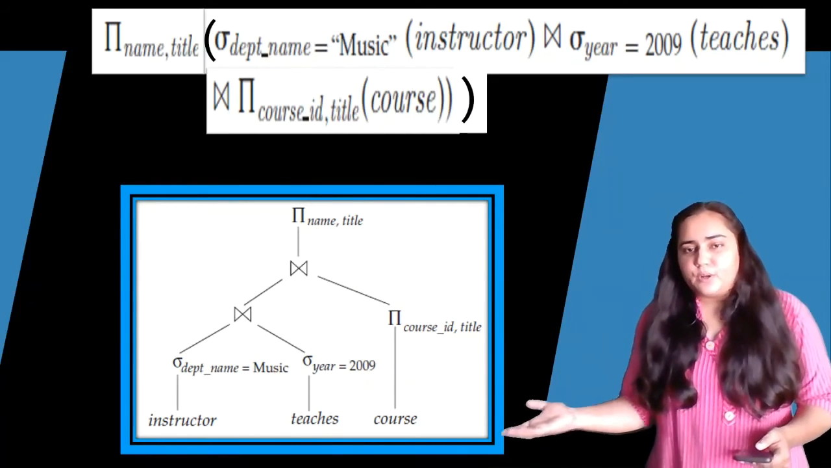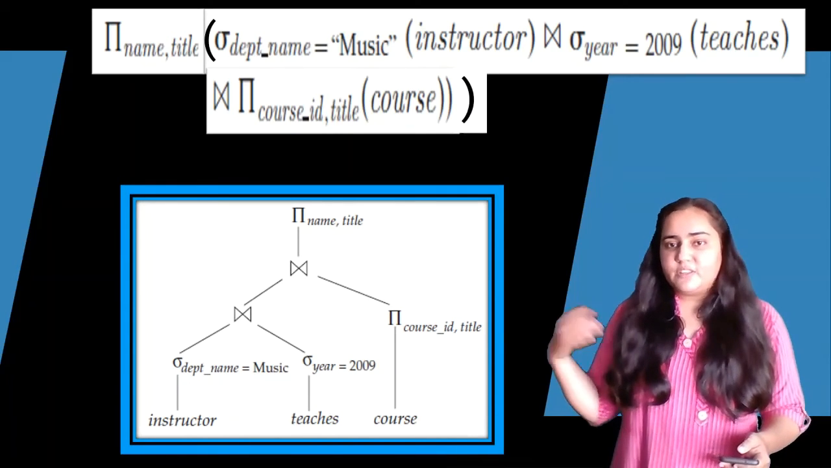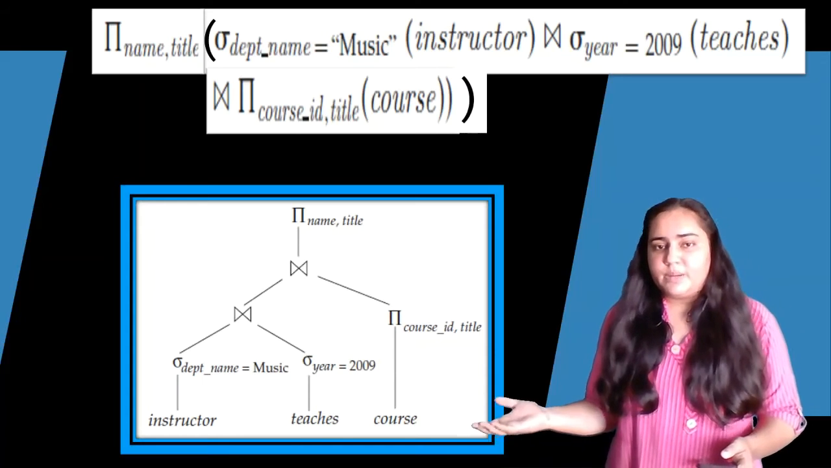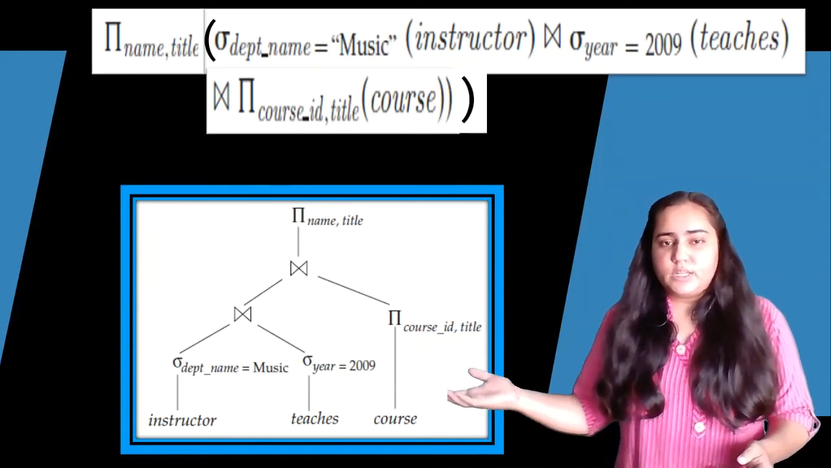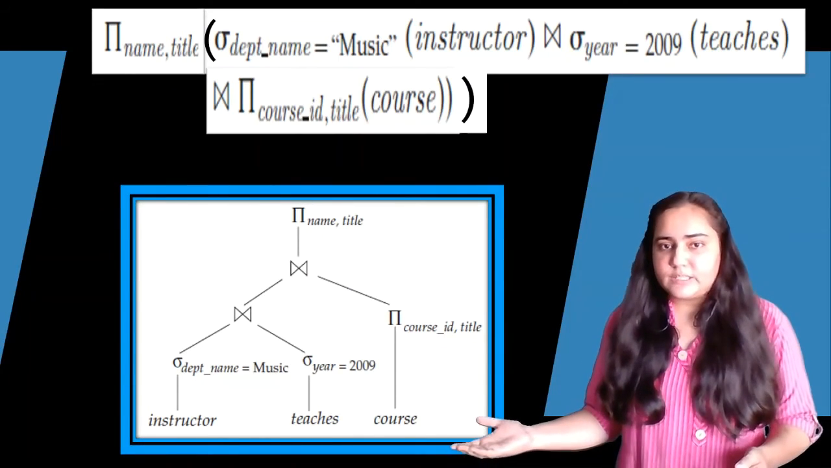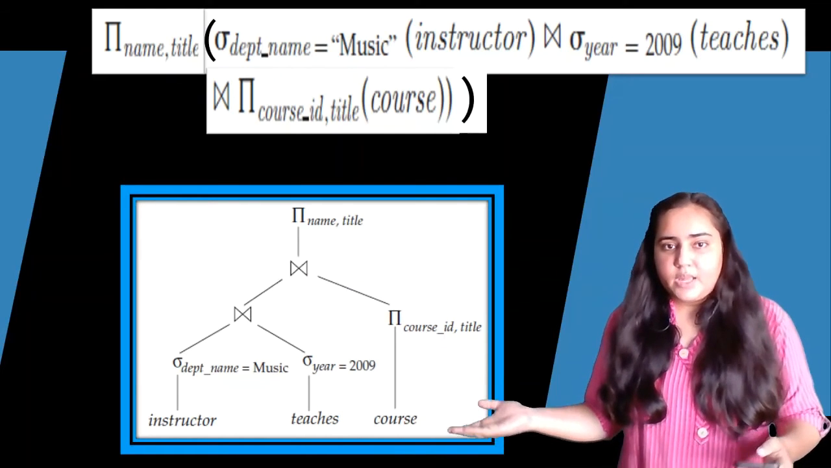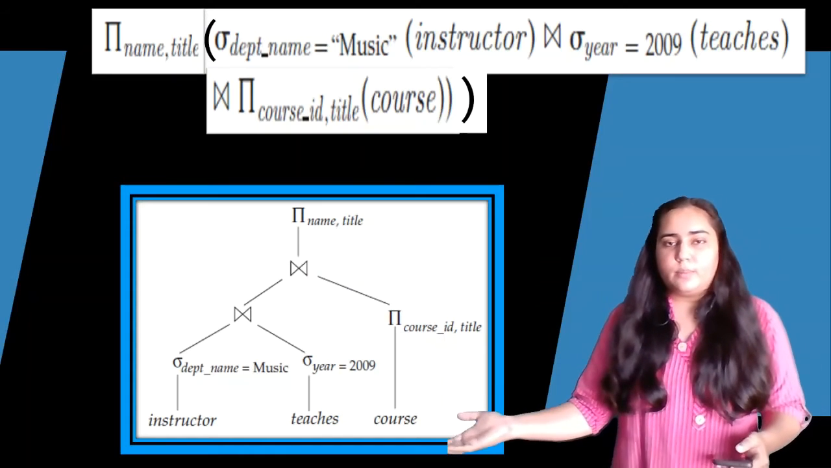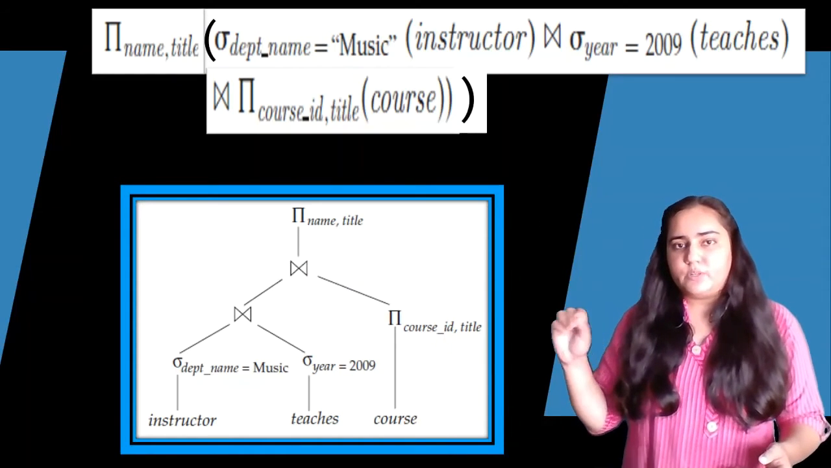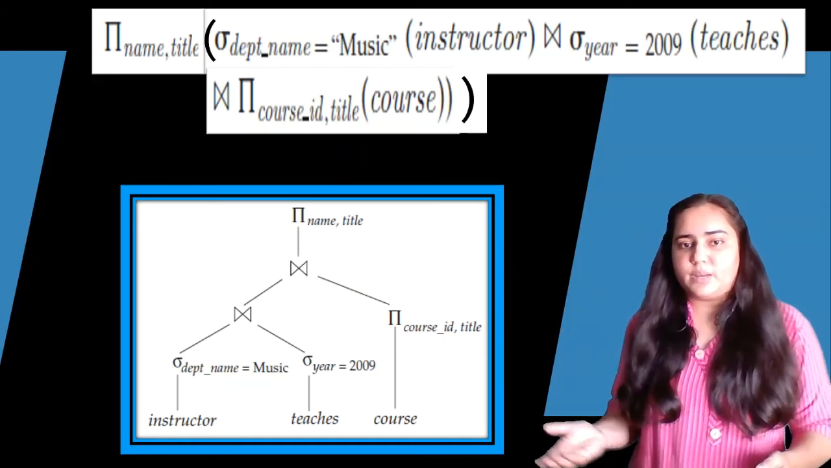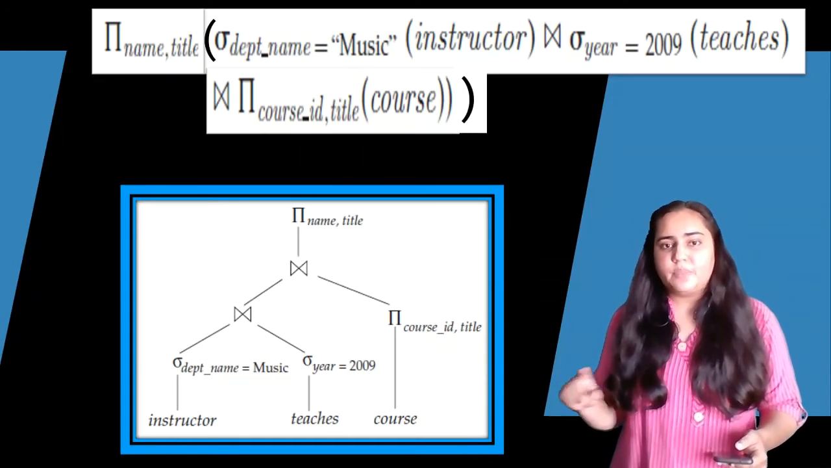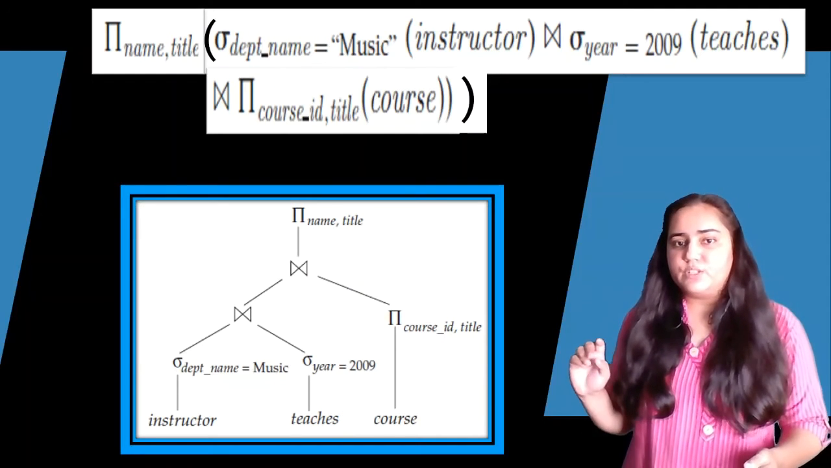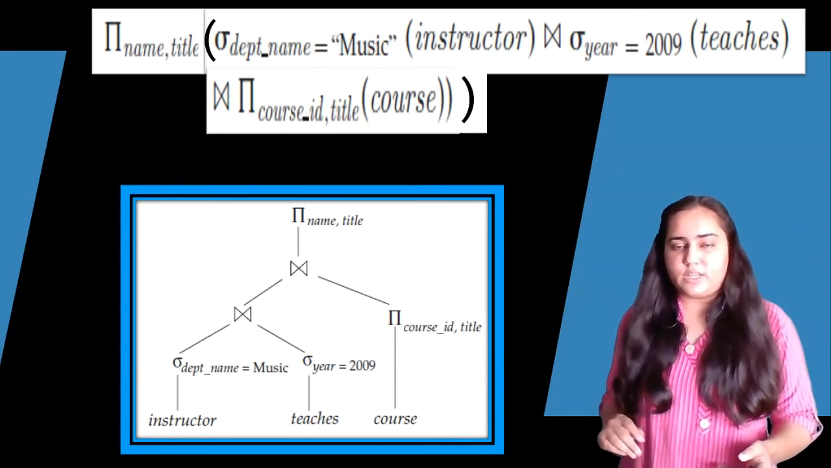First, you can see in the bottommost part, in the previous query, only course was there at the lowest level. But in this case, the course, teachers, and instructor, all three tables are present in the lowest level. And then I'm applying all the conditions to them. So to instructor, because I have individually applied dept name equal to music, I can apply that condition directly to instructor. To teachers, I have applied the condition sigma year equal to 2009, which also I've individually applied.